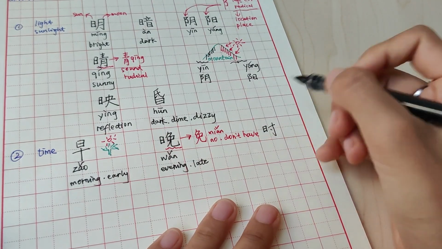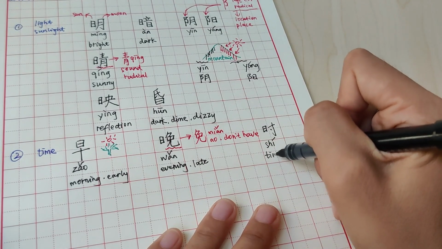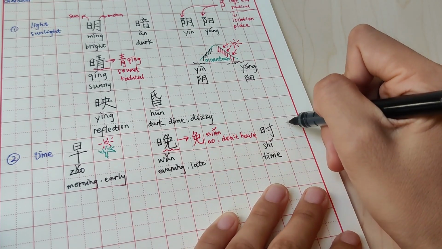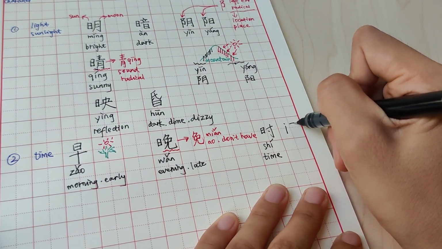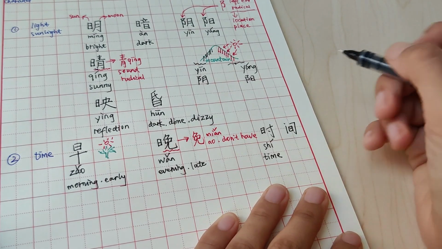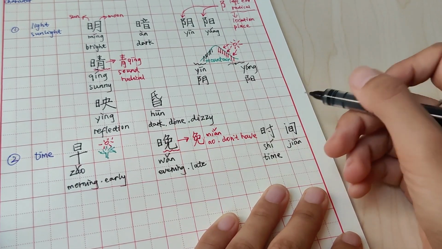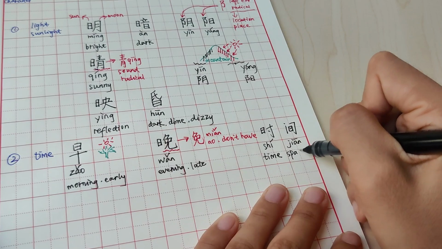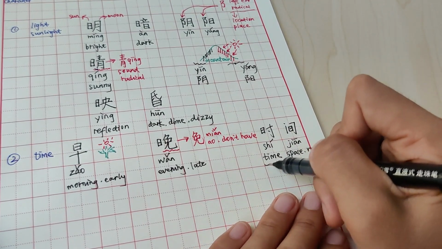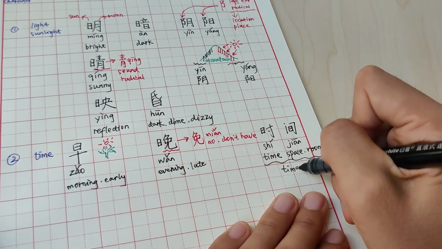Next example, that is 时. 时 means time. Oh, and the next word, I'm going to write them together. Oh, and a sun inside. This is 间. 间 could mean space or room. So they're all together 时间, 时间, that is time.